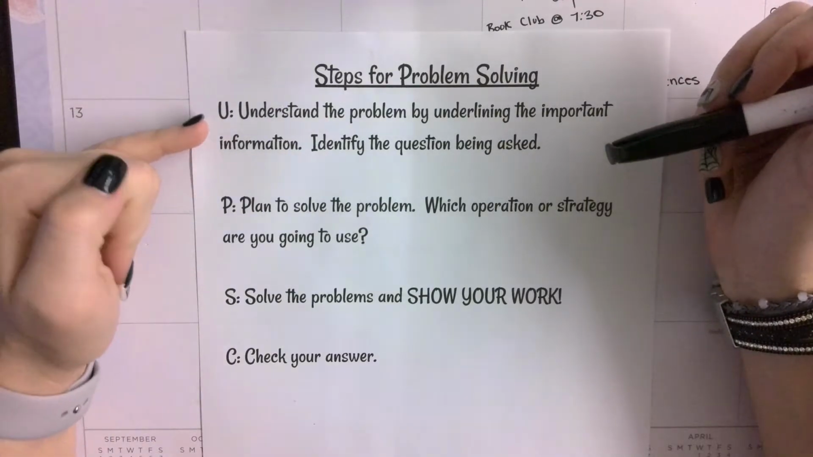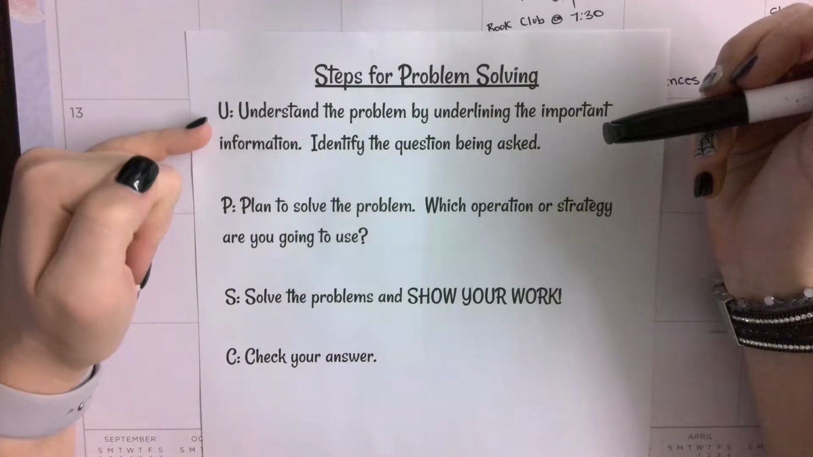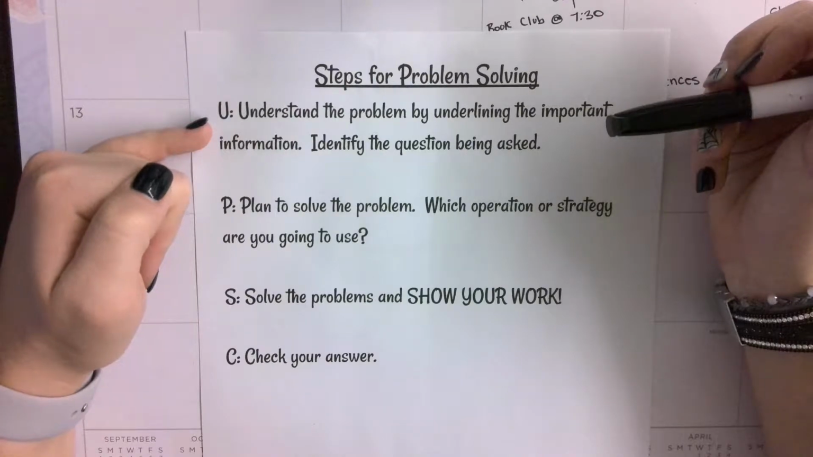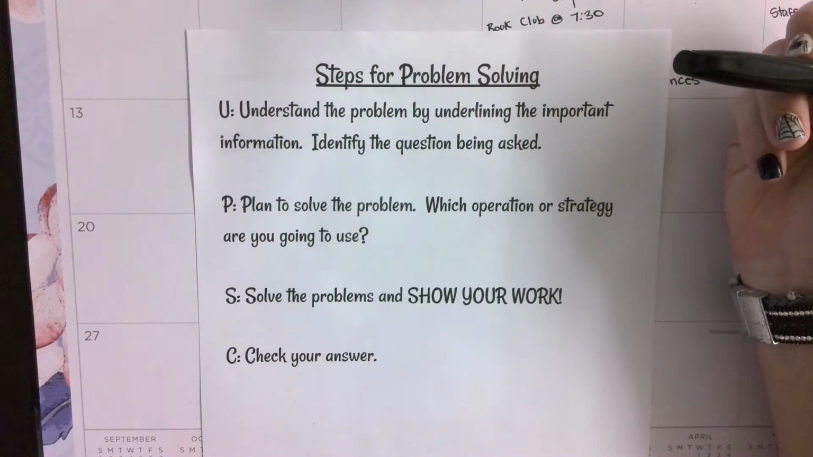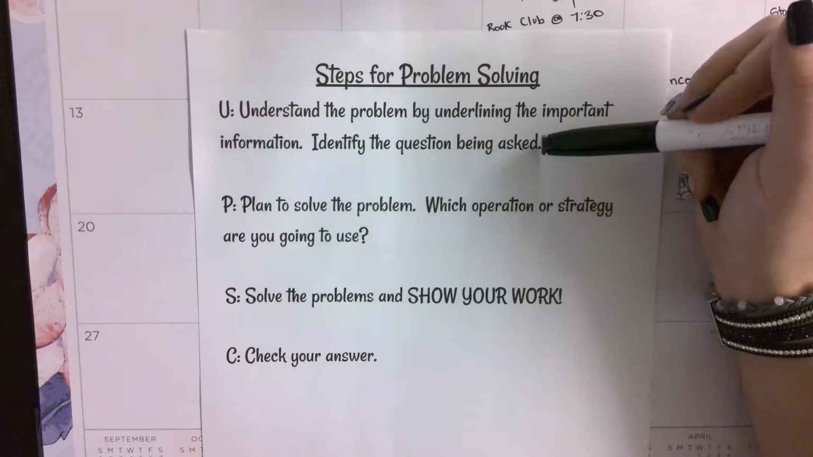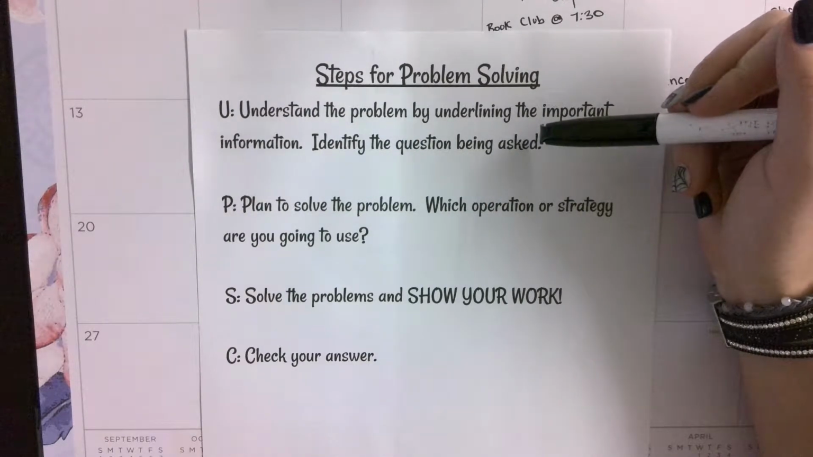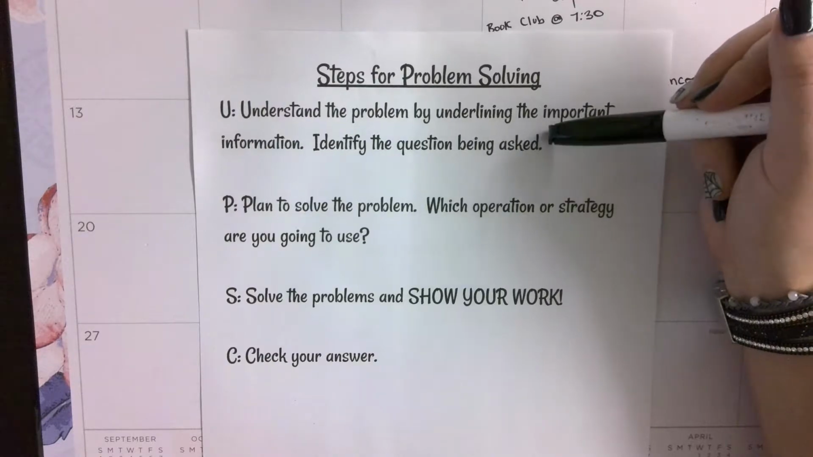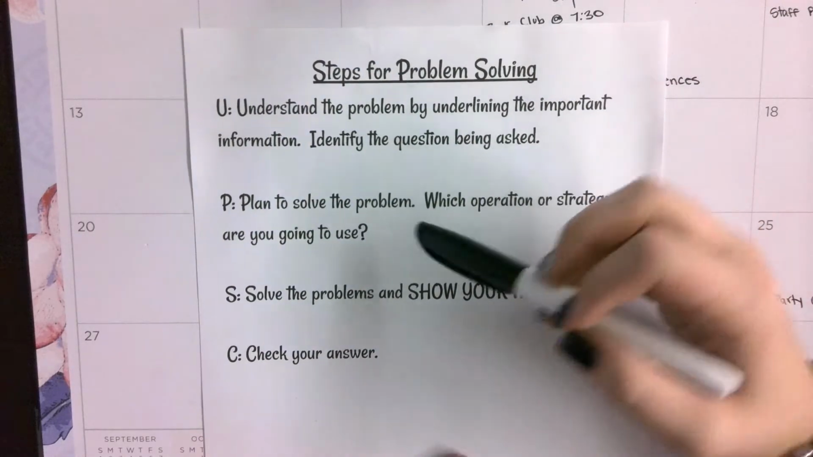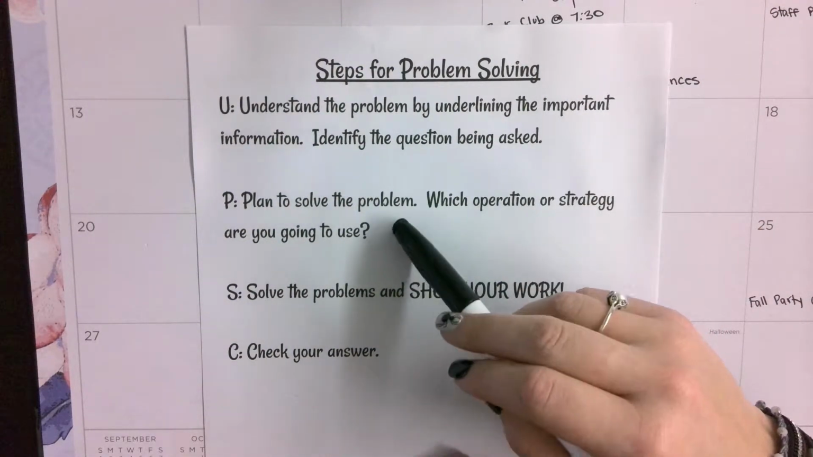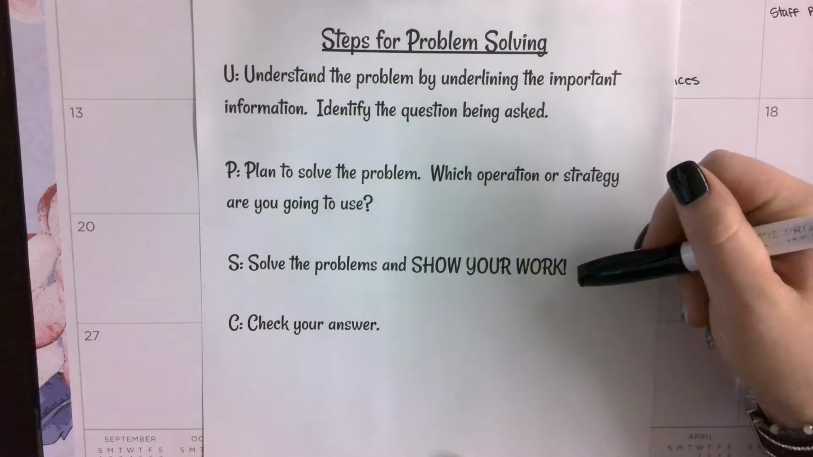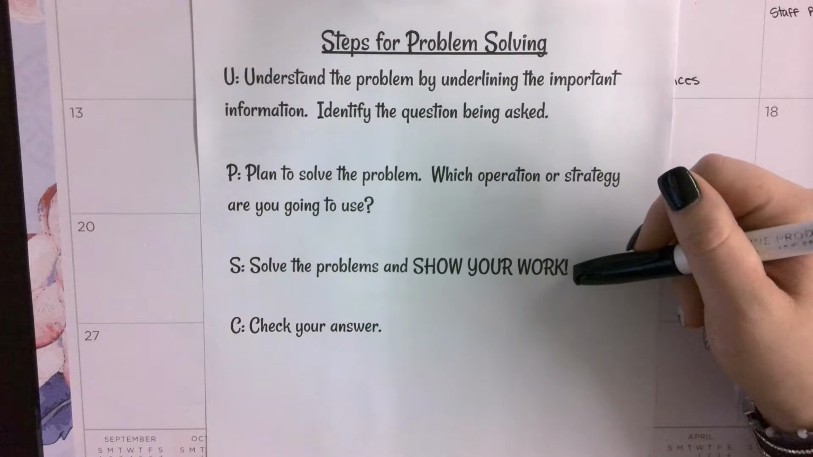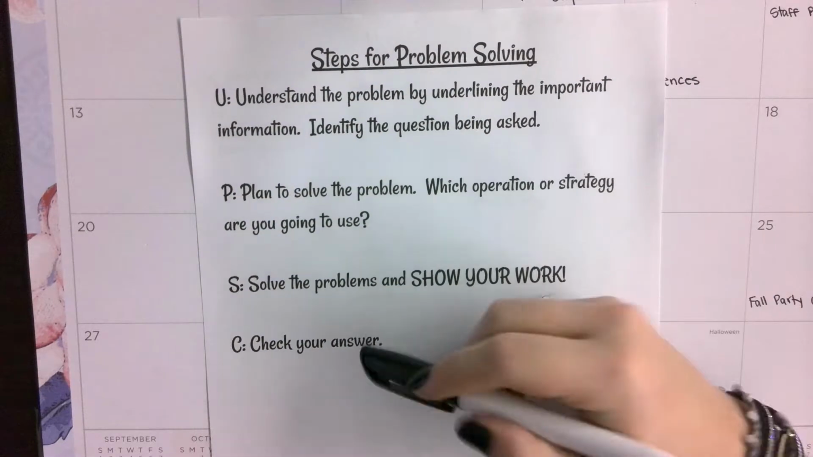So the U stands for understand the problem by underlining the important information. So what they do for this is underline all the information they're going to need to solve the problem, but then they're also going to identify what question is being asked. So what are you trying to figure out at the end of the problem? P is their plan for solving, so which operation or strategy are they planning on using? S is solve the problem and show your work. And then finally, the C stands for check your answer.